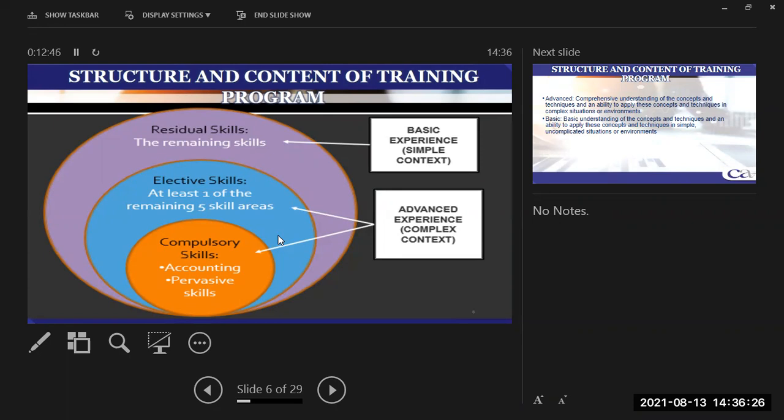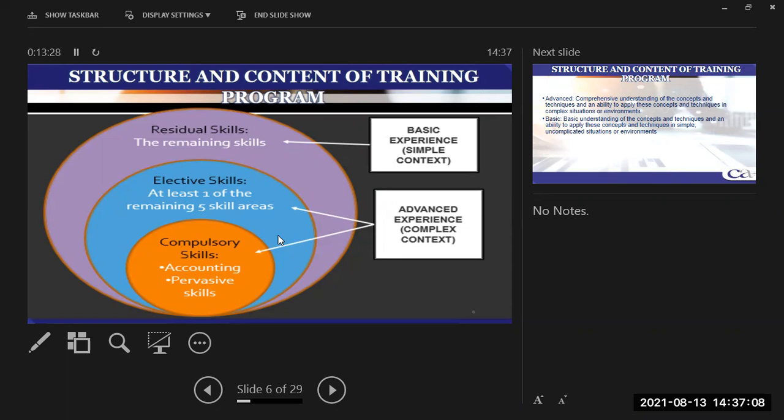In terms of compulsory skills, we have 2 subject areas, which are accounting and financial reporting, and then the pervasive skills, or what we call the professional skills. So what we are saying is, in terms of compulsory, all accountants or all trainees, whether you are training outside public practice or inside public practice, must achieve these skills at an advanced level, right?